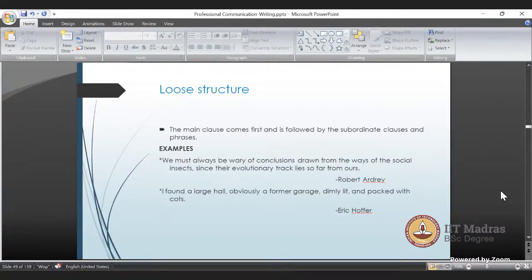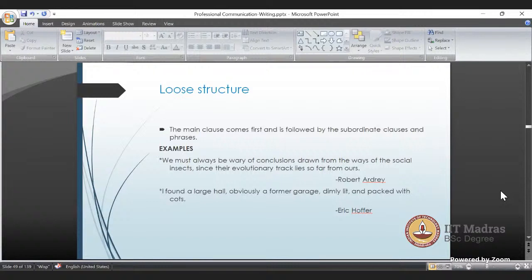The example on your screen, very fairly simple sentences. We must always be wary of conclusions drawn from the ways of the social insects, since their evolutionary track lies so far from ours. Okay, clear distinction. The first part of the sentence that I just read out becomes your main clause. Why? It has its own subject, it has its own verb, right? And it's complete in itself. The second part, since their evolutionary track lies so far from ours, is your subordinate clause.